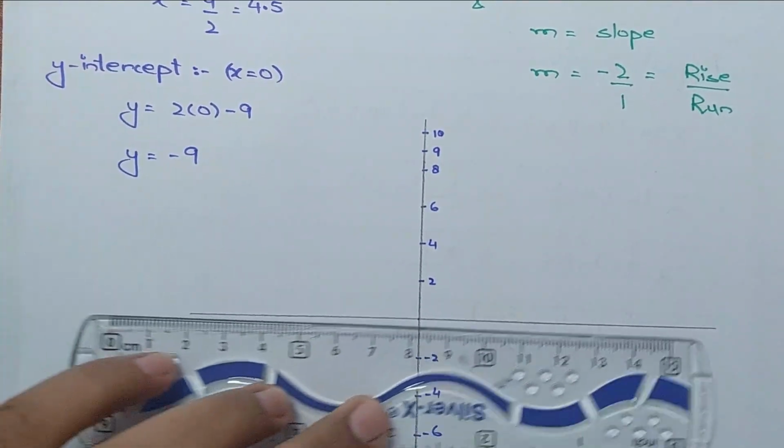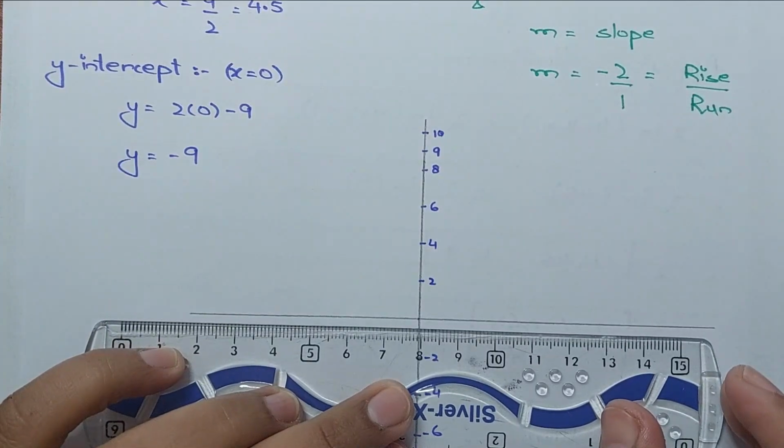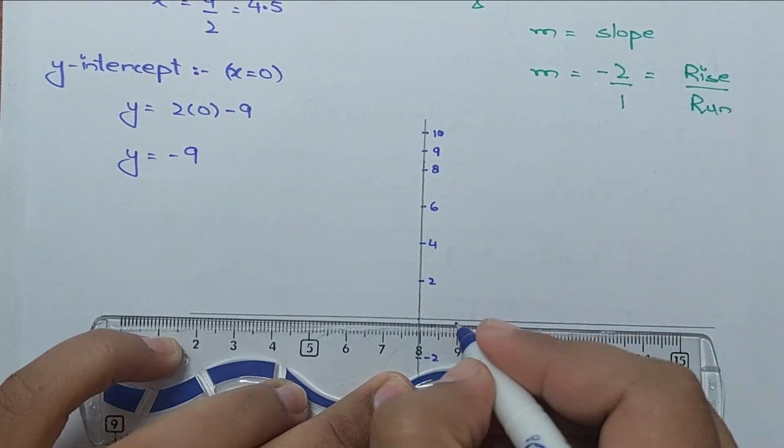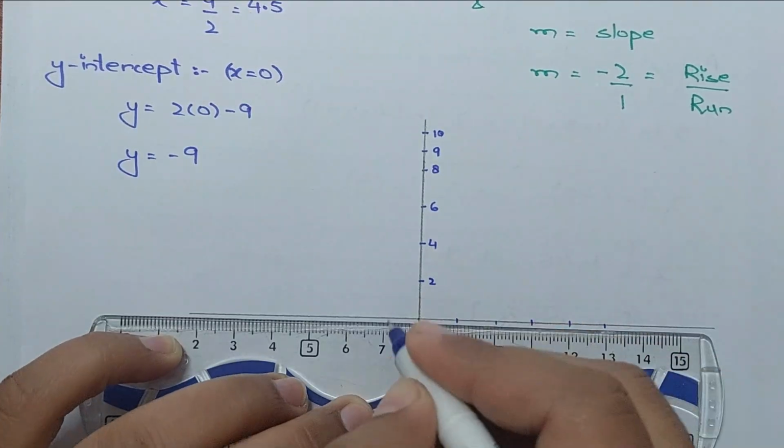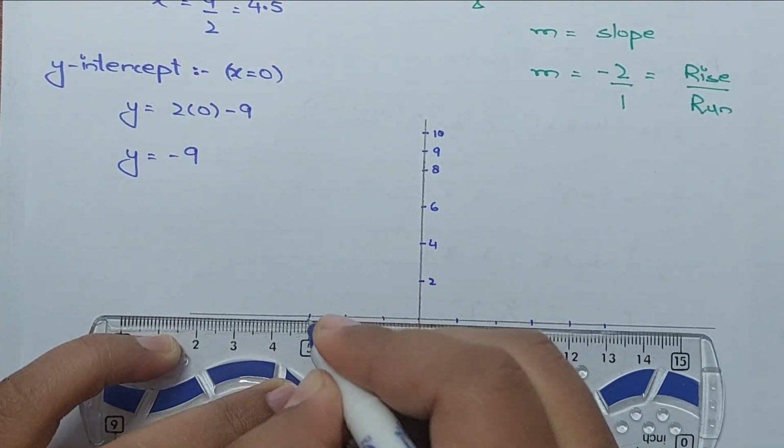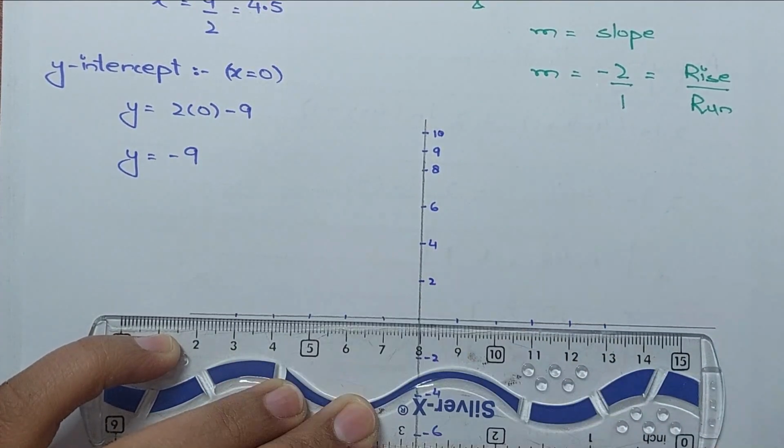And the x value is 4.5 on the other side. This scale is also, you have to fix a scale. This is 2, 4, 6, 8, 10. Minus 2, minus 4, minus 6, minus 8, and minus 10.